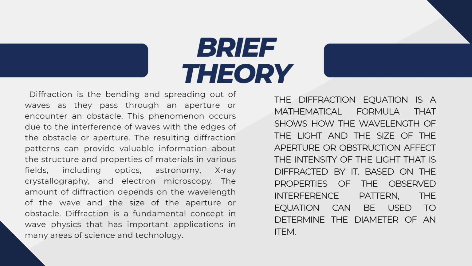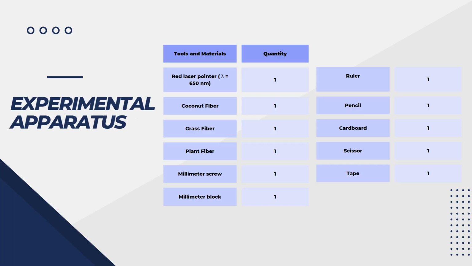And then, of course, physics has lots of equations, and diffraction has its own equation. It is a mathematical formula that shows how wavelength and the size of the aperture or obstruction affect the intensity of the light that is diffracted by it. Based on the properties of the observed interference pattern, the equation can be used to determine the diameter of an item.